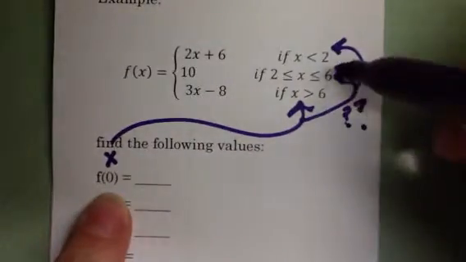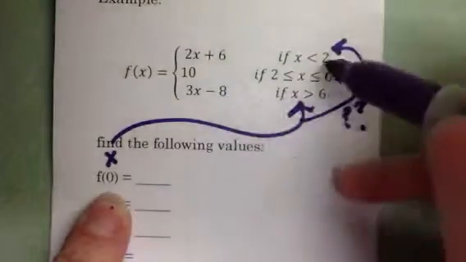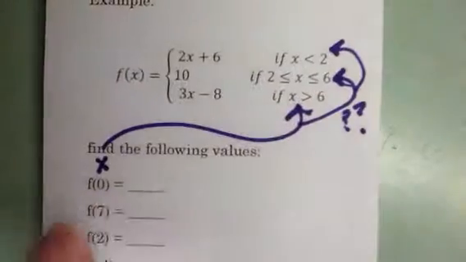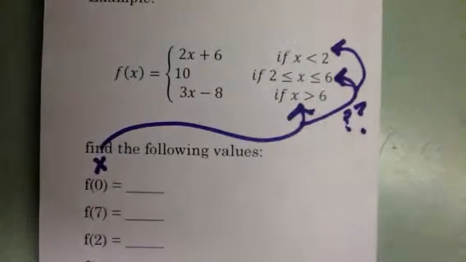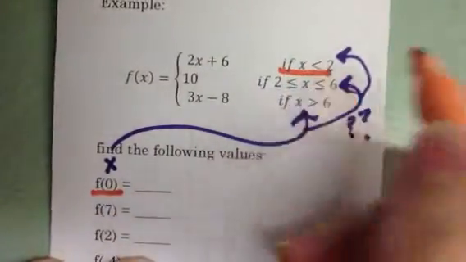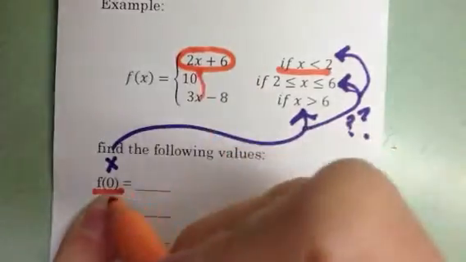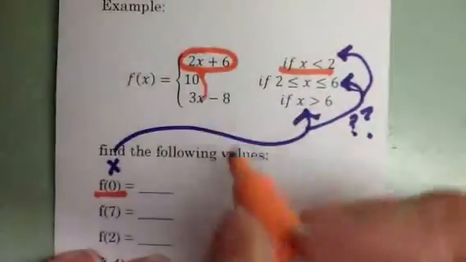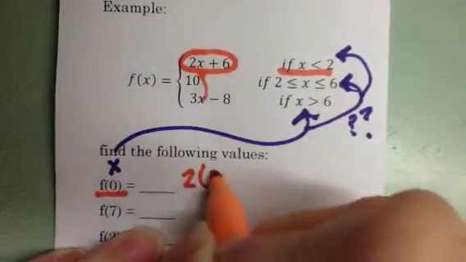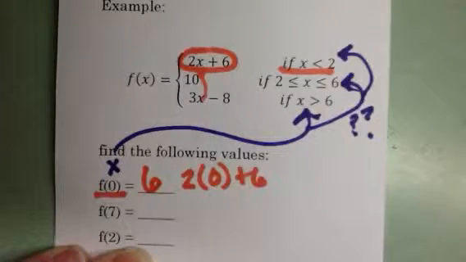Well, is 0 less than 2, between 2 and 6, or greater than 6? Well, 0 is less than 2, so that means that I'm going to use that one. So since 0 is less than 2, I'm going to use this function. So I'm going to put 0 into x here. So we have 2 times 0 plus 6. 0 plus 6 is 6.